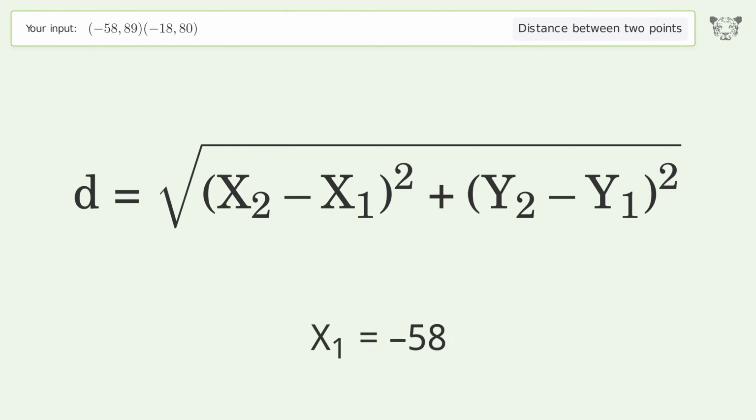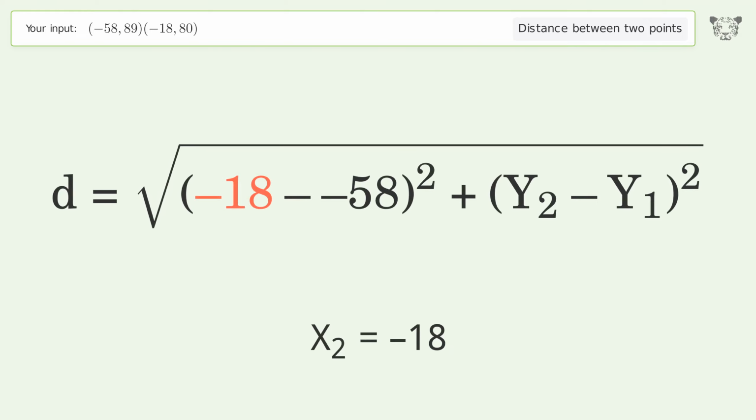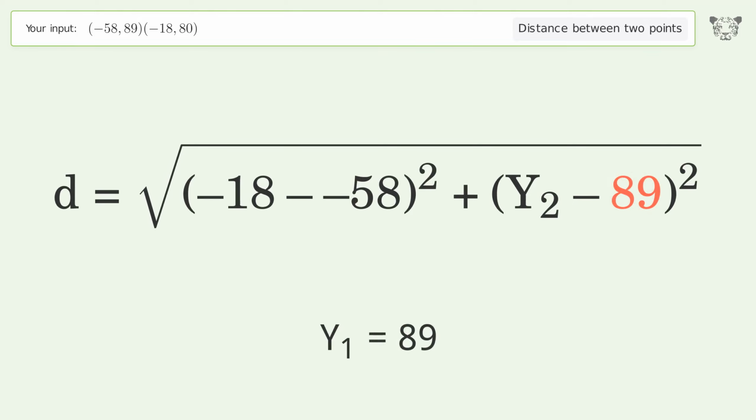x1 equals -58. x2 equals -18. y1 equals 89. y2 equals 80.